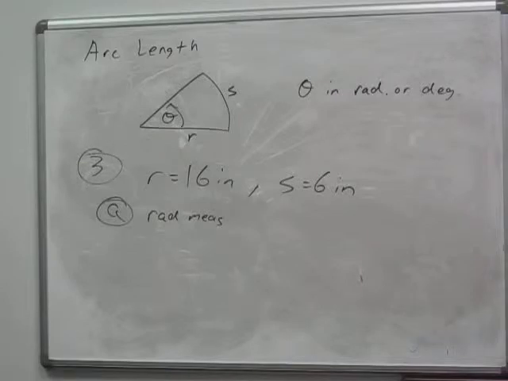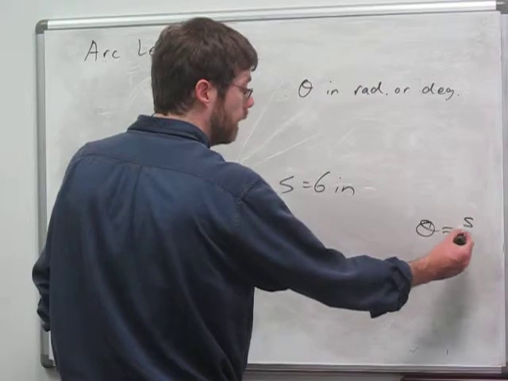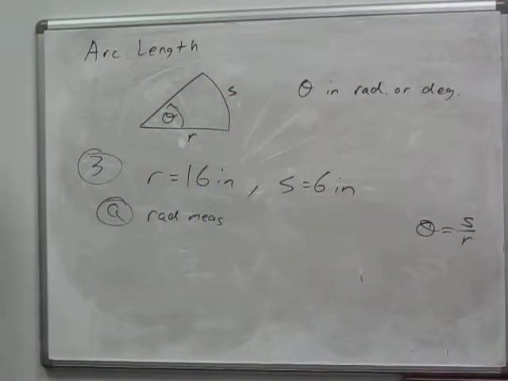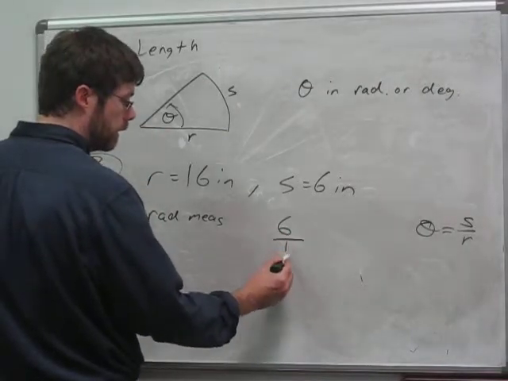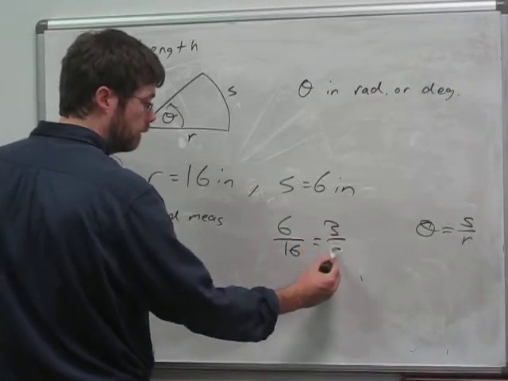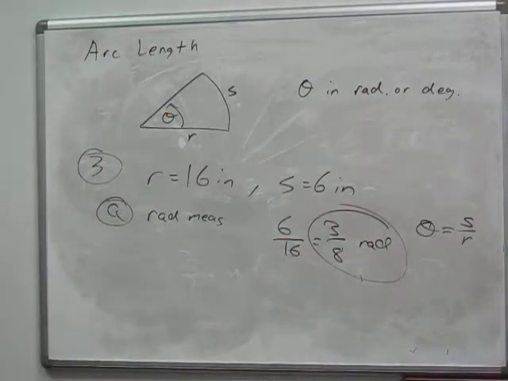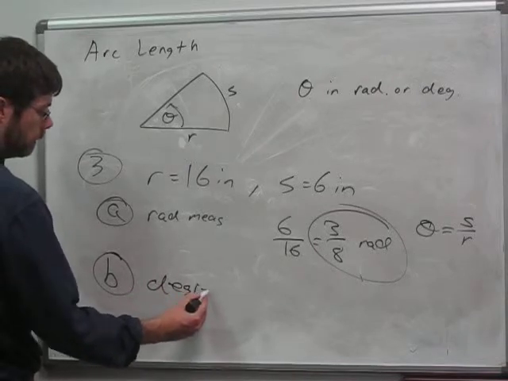Well, think back to our definitions for radians. We know that the radian measure is just the arc length divided by the radius. So our radian measure here is just 6 over 16, equal to 3/8 of a radian. What if I wanted to know my angle measure in degrees?